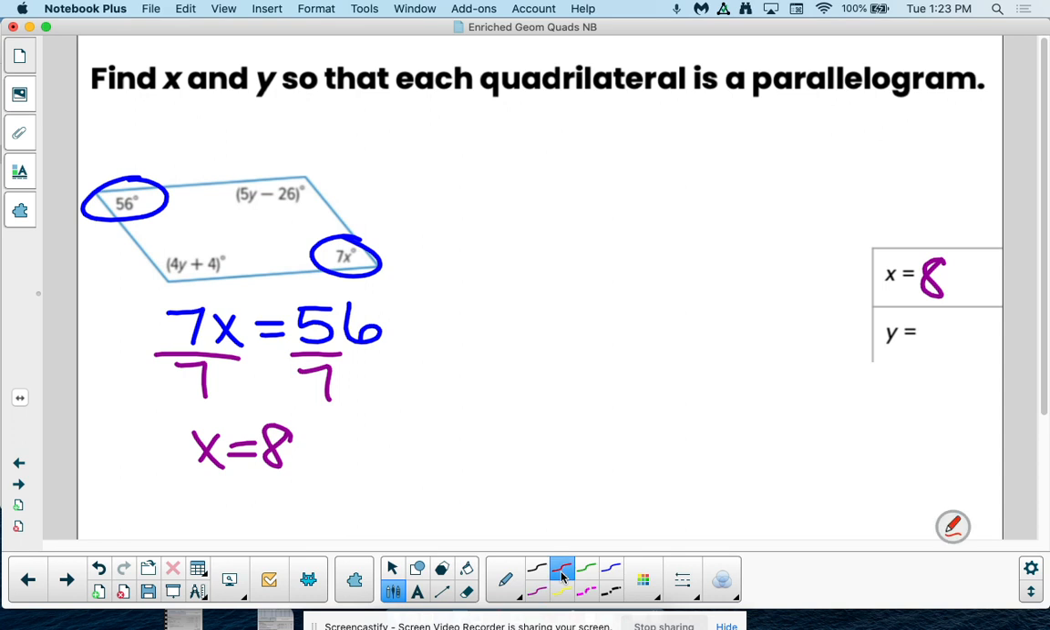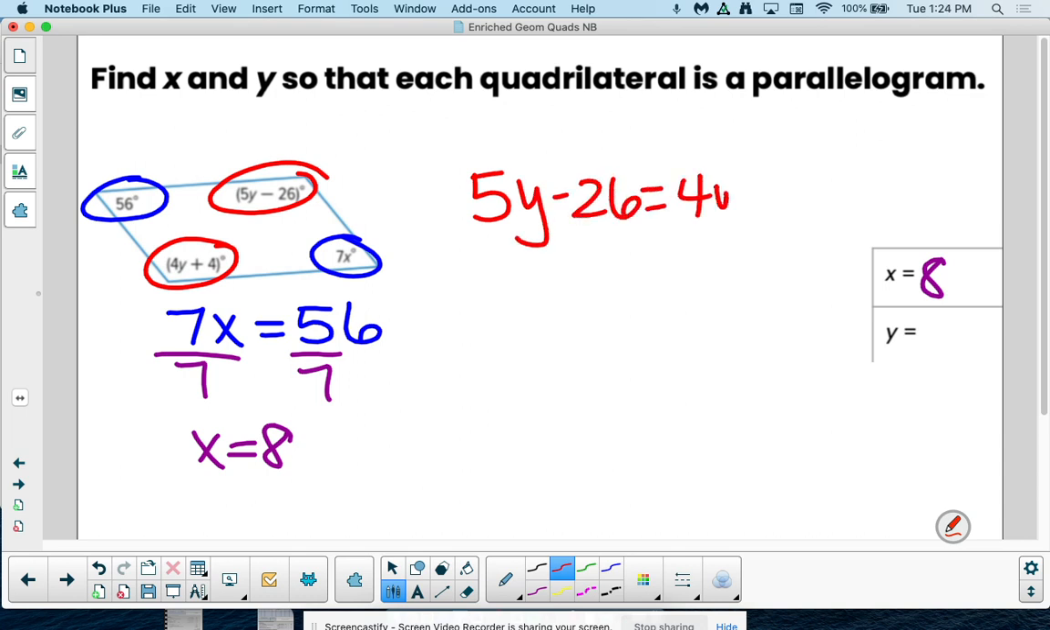Same thing for our y's. Opposite angles are congruent. Nothing too crazy here. You guys get 30? Yeah. Wonderful. Okay, get a head start on the next one if you haven't already. I'll catch up to you.